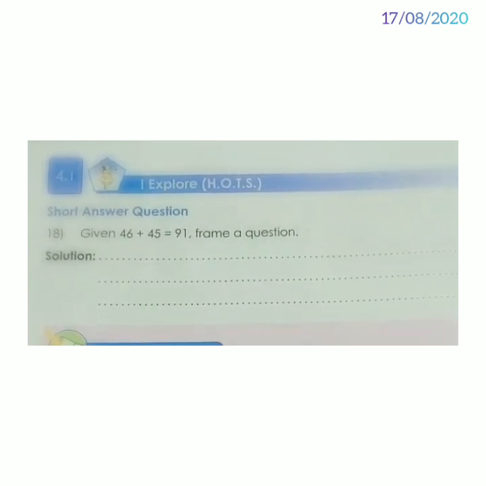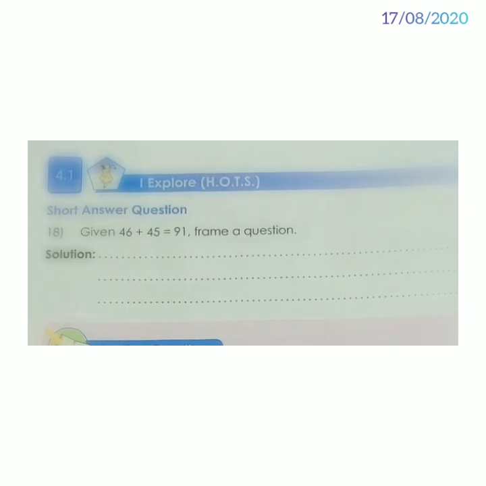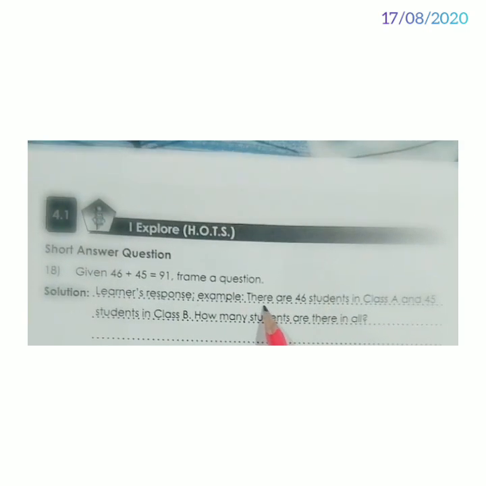Based on this, you have to frame a question. That means you have to make your own question. Alright, let us see how. The correct answer is there are 46 students in class A and 45 students in class B. How many students are there in all? Okay, so this will be the correct answer. Alright, I hope all of you are clear.